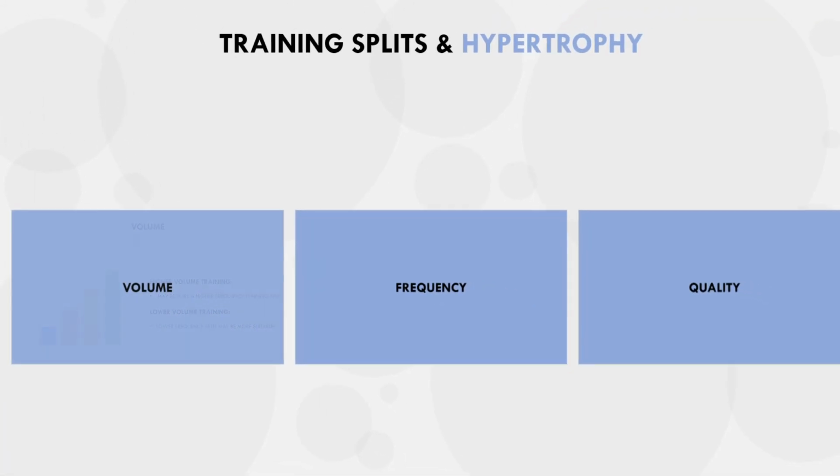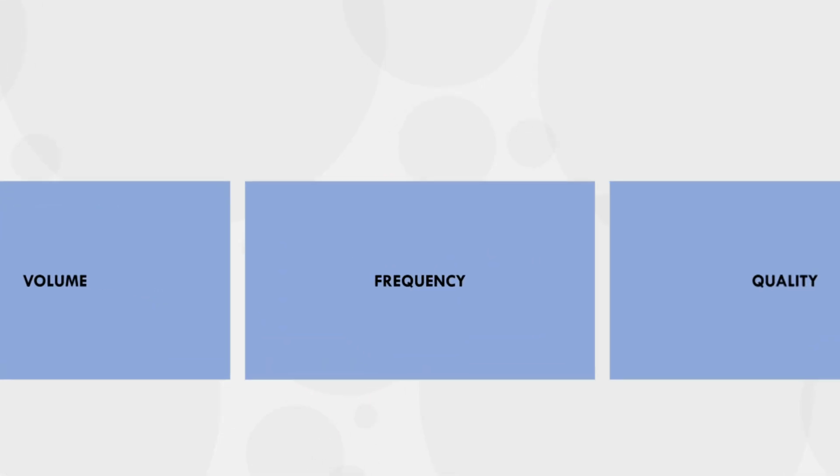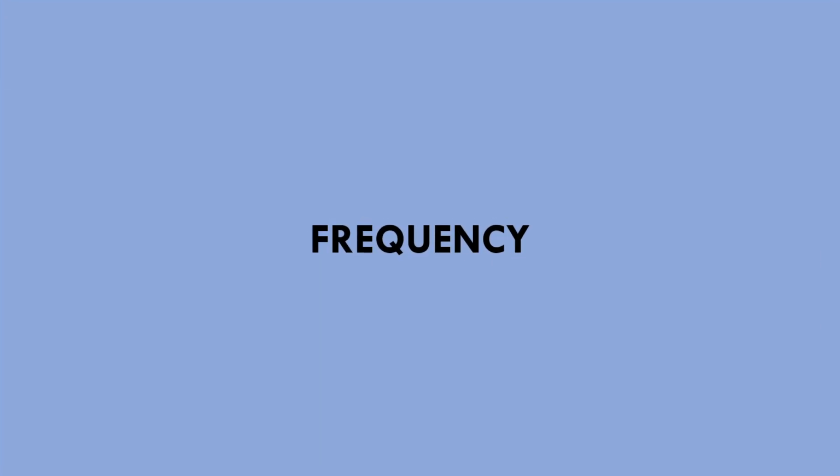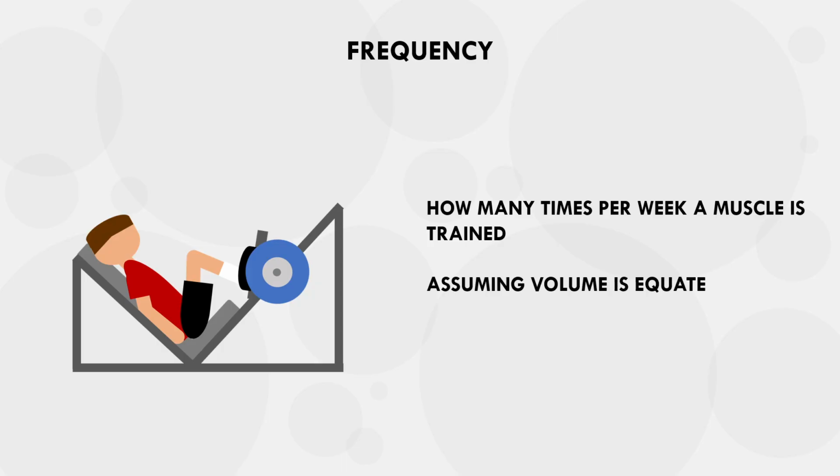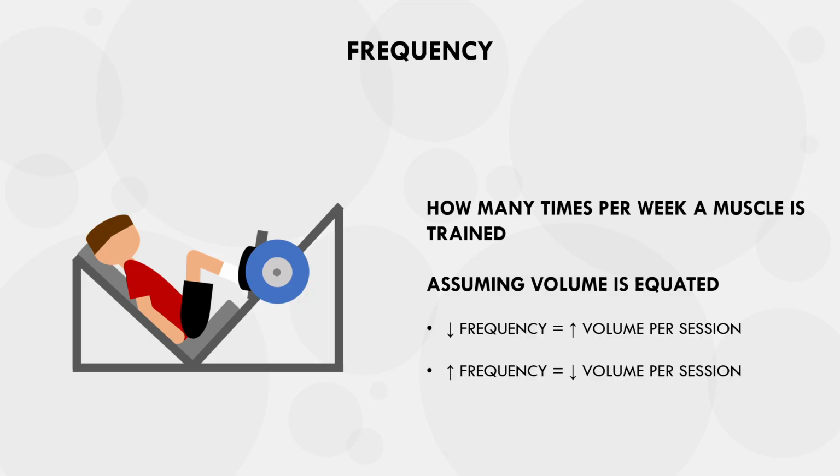This leads us to the next training variable to consider, which is frequency. Frequency refers to how many times per week a muscle is trained. It should be understood that when referring to frequency, we need to always assume volume is equated. So if we take the same volume, a higher frequency means that less volume is performed per session, while a lower frequency means that more volume is performed per session.